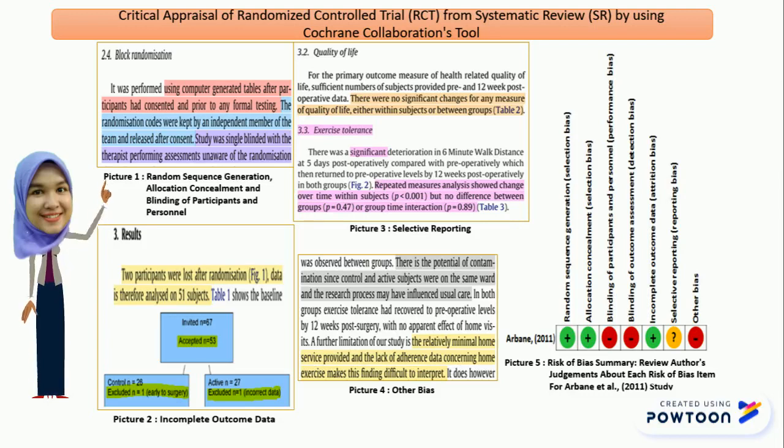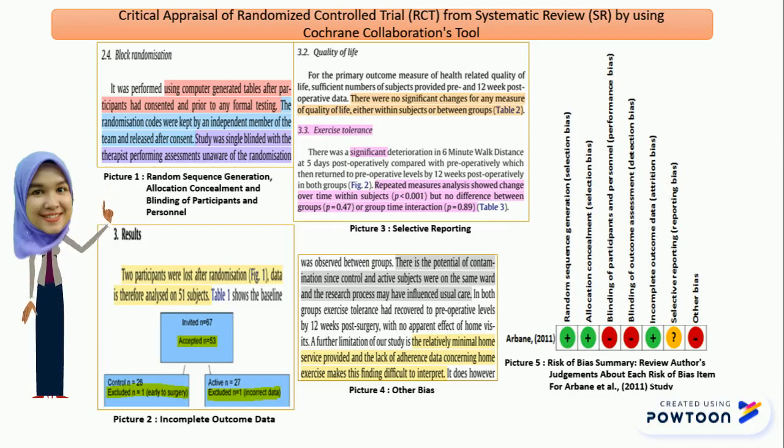After that, this study has high risk of bias in blinding of participants and personnel because it uses single-blinded technique, which is only the therapists unaware of the randomizations while participants were not. For blinding of outcome assessment, Arbin et al. did not mention at all about the blinding of assessor in this study.